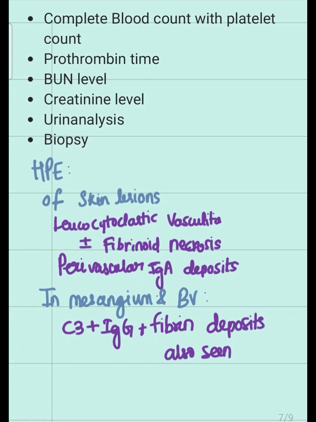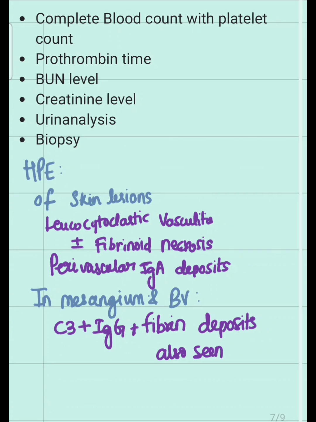Then we need prothrombin time, blood urea nitrogen level, creatinine level, urine analysis, and biopsy. On histopathological examination of the skin lesions, we usually see leukocytoclastic vasculitis with or without fibrinoid necrosis, and of course, there are perivascular IgA deposits in mesenchymal blood vessels. Along with IgA deposits, we can see C3, IgG, and fibrin deposits.